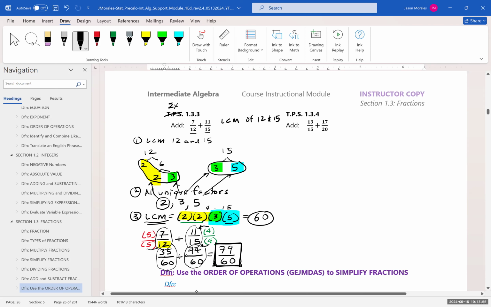So try this other example on your own. The improper fraction you should get as an answer will be 103/60. So give that a try.